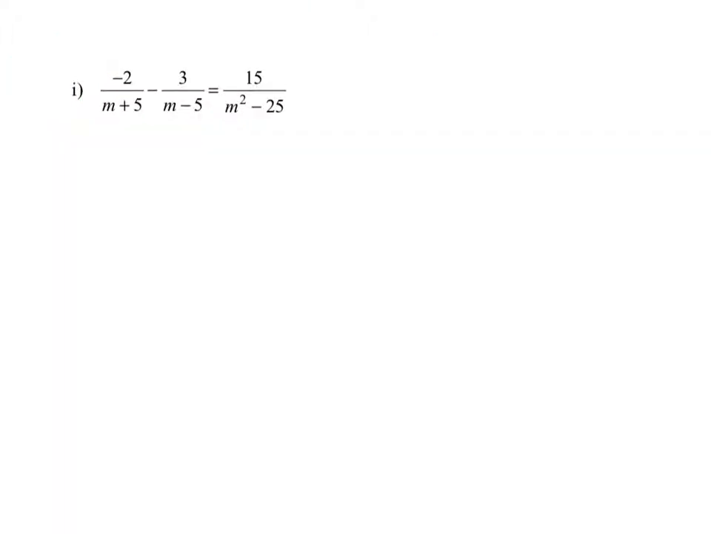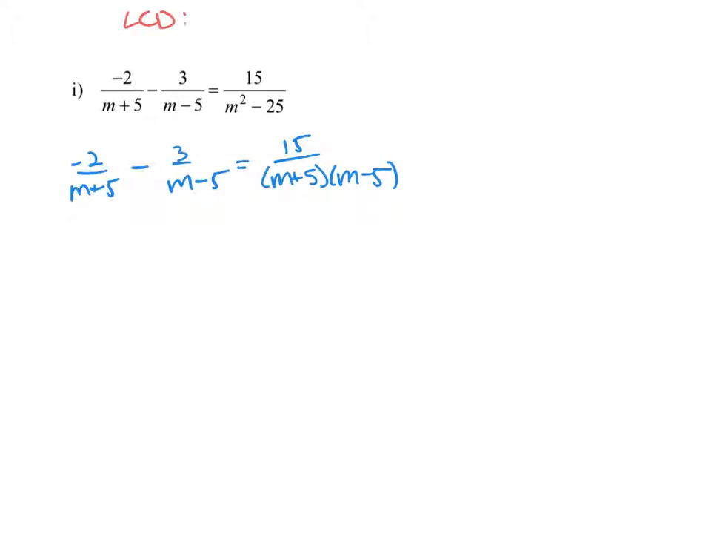Let's solve example I by factoring the denominators on the right side. So the left side is negative 2 over m plus 5 minus 3 over m minus 5 equals 15. Notice that this is a difference of two squares, so the factors are m plus 5 and m minus 5. Our LCD, least common denominator, is going to include all those factors of m plus 5 and m minus 5. We want to multiply both sides of the equation by that LCD, m plus 5, m minus 5, on the left and the right side.